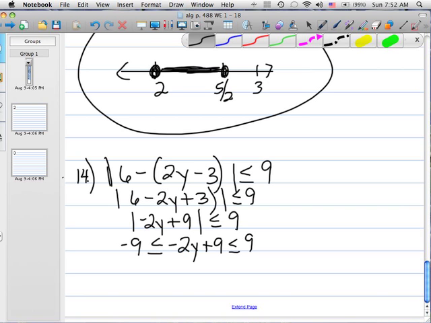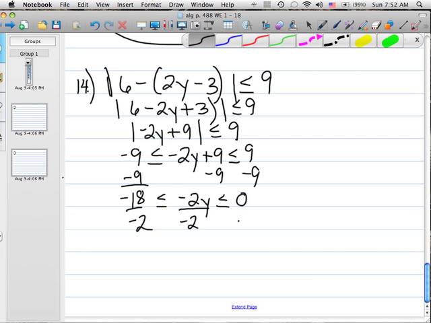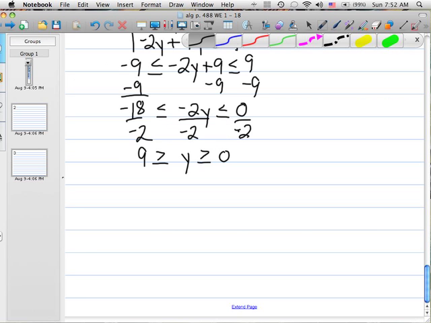Solving for y, we are going to subtract 9 from each part. So we get negative 18 is less than or equal to negative 2y is less than or equal to 0. Then we're going to divide by negative 2, which will turn the inequalities around. So that's 9 is greater than or equal to y is greater than or equal to 0. Note the numbers are not in the correct order, so we turn it one more time to get it ready to graph.